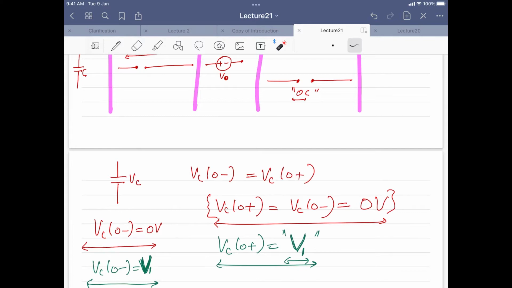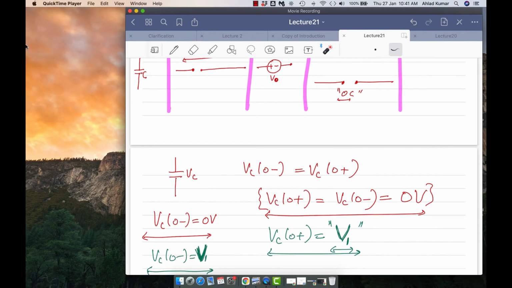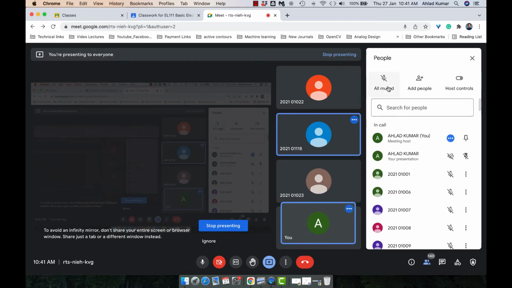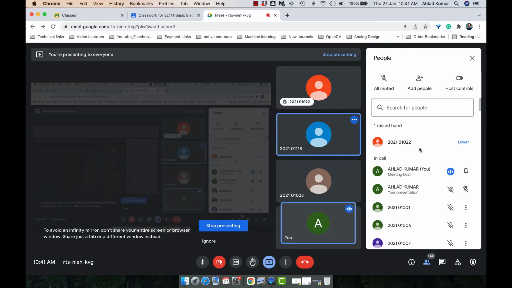Please, just a minute. There are a lot of people speaking. I think it's better to raise your hands first than to speak all simultaneously. Okay, so 1022, you speak first.